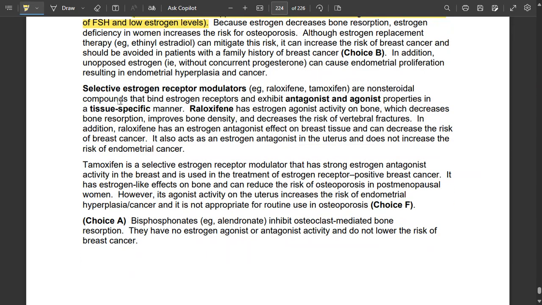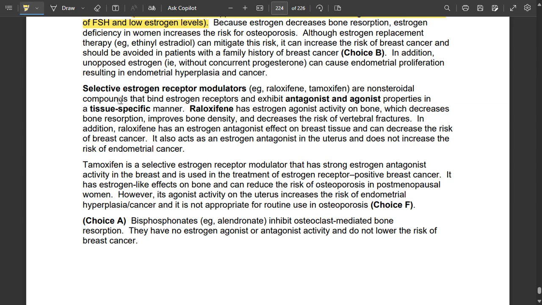SERMs, like raloxifene, are non-steroidal compounds that bind the estrogen receptor and exhibit antagonist or agonist properties in a tissue-specific manner. Raloxifene has estrogen agonist activity in bone, which decreases bone resorption, improves bone density, and decreases the risk of vertebral fractures. In addition, raloxifene has an estrogen antagonist effect in breast tissue and can decrease the risk of breast cancer. It also acts as an estrogen antagonist in the uterus and does not increase the risk of endometrial cancer.